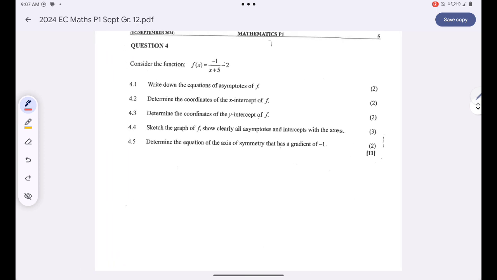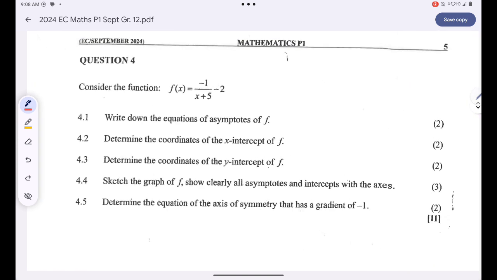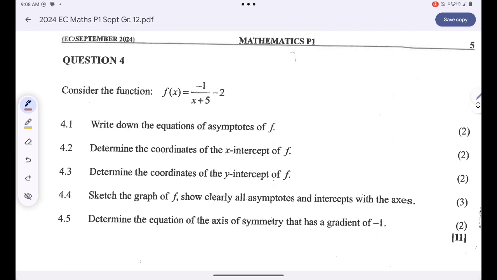Okay, on this question we will be dealing with the hyperbolic function. Are you together? This type of function has two sets of restrictions. It has both a vertical restriction as well as a horizontal restriction, right? These restrictions are sometimes called asymptotes. Are you together? Okay. How can you find the equation of our asymptotes?